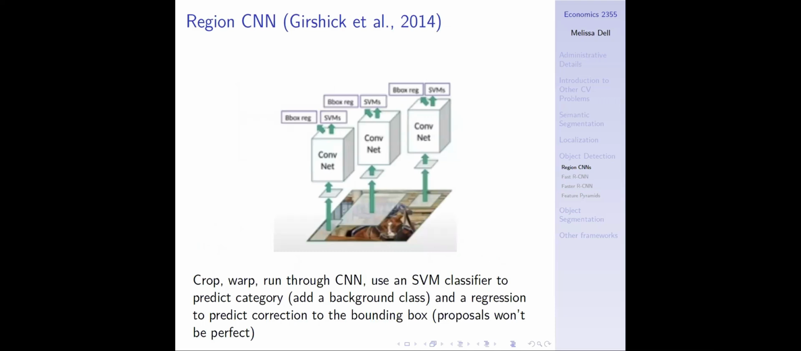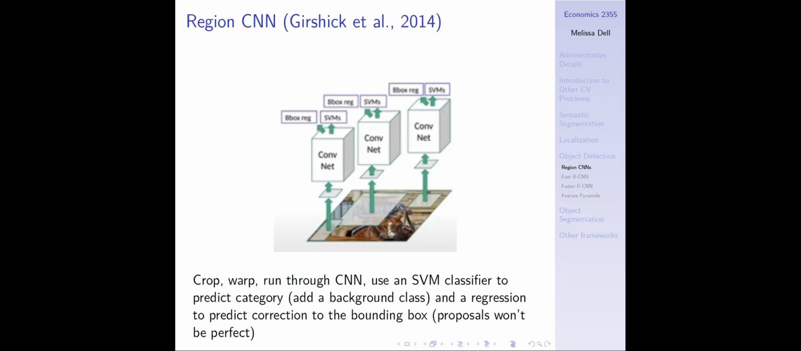Then you need to resize them, and then you pass them through your ConvNet. And then you put on your bounding box regression and your classification at the end. So for each of these region proposals where an object could be, you're treating each one of them like a localization problem. The reason you need to resize is that you have those fully connected layers at the end that are expecting an object of a given size, so you have to resize it to make the dimensions work out.